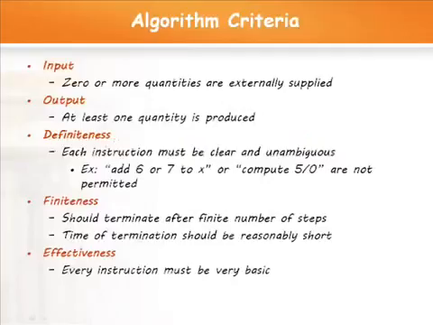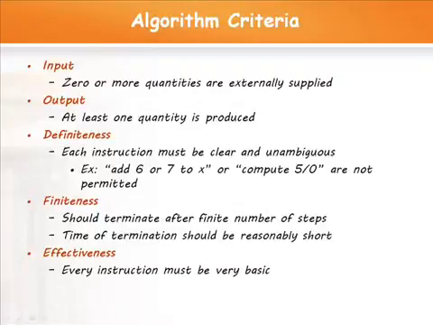In addition, all algorithms must satisfy the following criteria. The first criterion is input. Zero or more quantities are to be supplied as input to an algorithm. The second criterion is output. Any algorithm must provide at least one output.